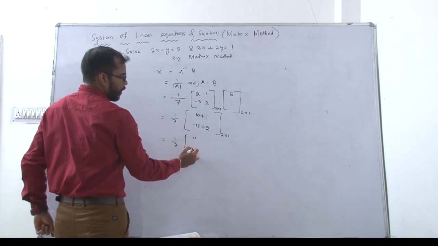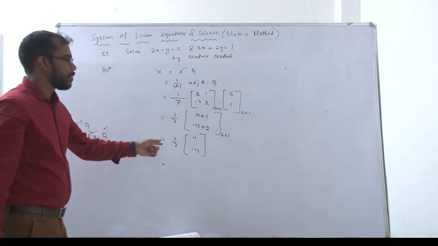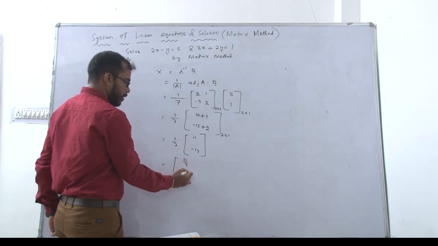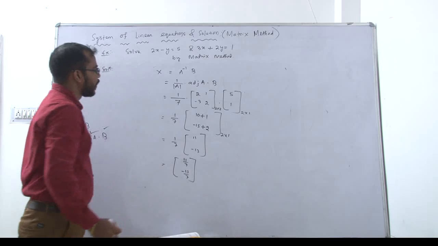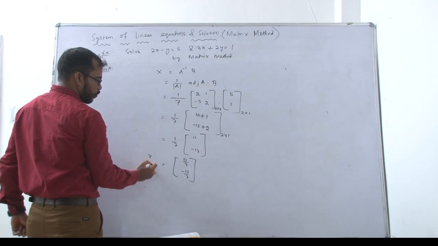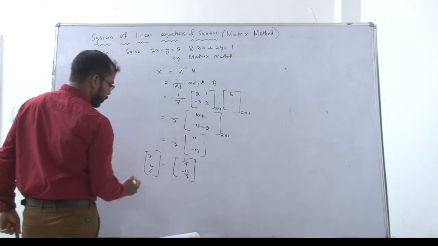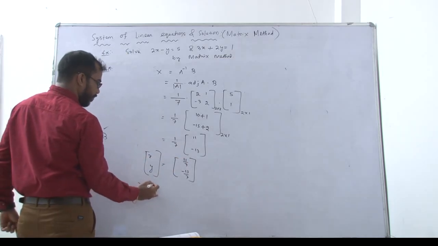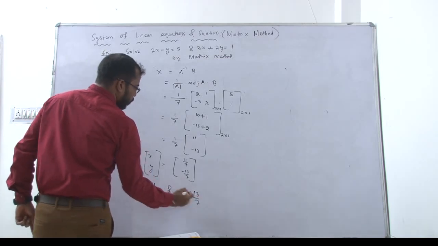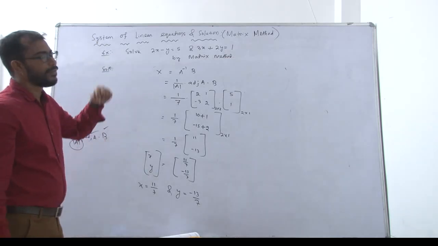So that is 11, and that is minus 13. If we multiply this scalar, that is 1 by 7, then we get 11 by 7, and another is minus 13 by 7. So that is the value of x, and the value of x is the determinant of xy. If we compare in the equality matrix, then we get x is equal to 11 by 7 and y is equal to minus 13 by 7.